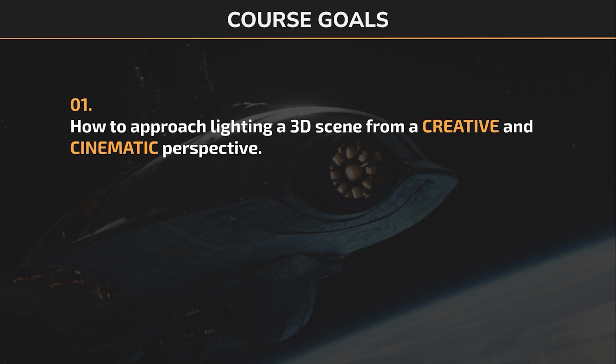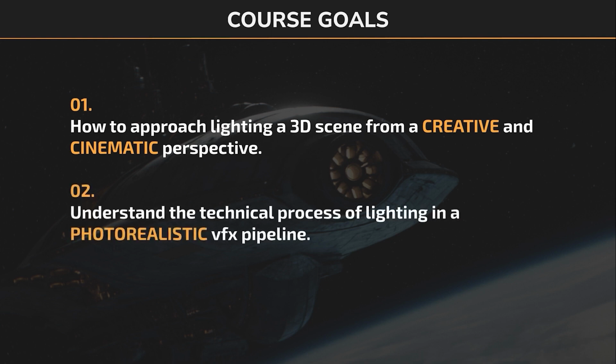And then our second goal is understanding the technical process for lighting the scene within the context of a photorealistic visual effects pipeline. What does it look like when you have footage that you need to match the lighting to, but you don't have an HDR? What happens when you have an HDR, but it's not working correctly? When can I cheat my lighting, and when do I need to be bound by what the plate looks like? We're going to go over how to approach these different types of visual effect shots.